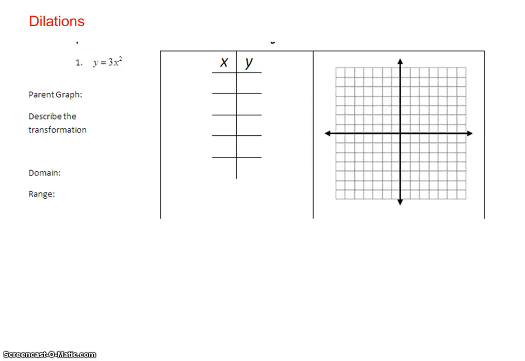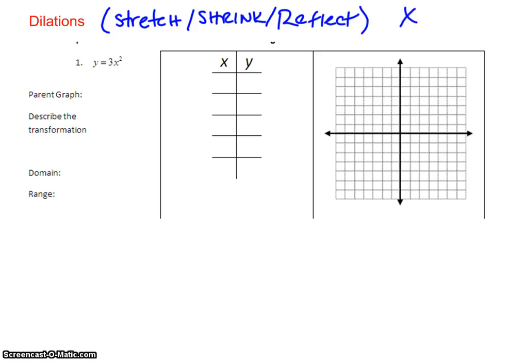All right, dilations, and these are going to be our stretches and shrinks and reflections. Stretch, shrink, reflect. And these are going to get caused by multiplication. Okay. So as you see in this first one, all I have is 3x squared. So it's a pretty simple situation. So again, I want to start out thinking about what's my parent graph. So if there were no numbers there multiplied or added, all I have left is y equals x squared.